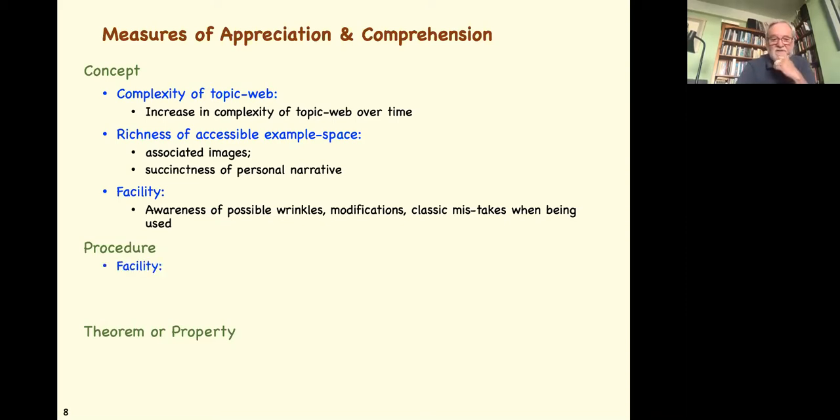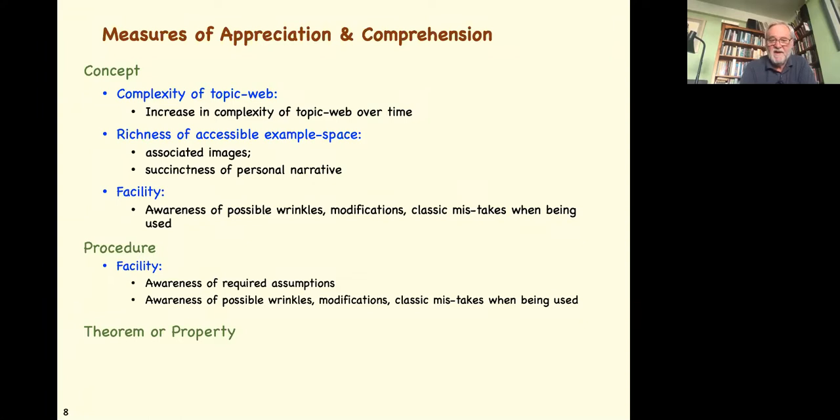Under procedure, we have, of course, facility. Are they aware of required assumptions? And are they aware of, again, possible wrinkles and modifications, classic mistakes that they or their colleagues make when they're using that procedure? And again, with theorems or properties, the necessity of assumptions. So the same idea keeps coming up, whether it's to do with a concept, a procedure, or a theorem: the necessity of the assumptions and awareness of where that theorem or that property gets used. So these are all, as it were, domains of possible evaluation or assessment of student performance.